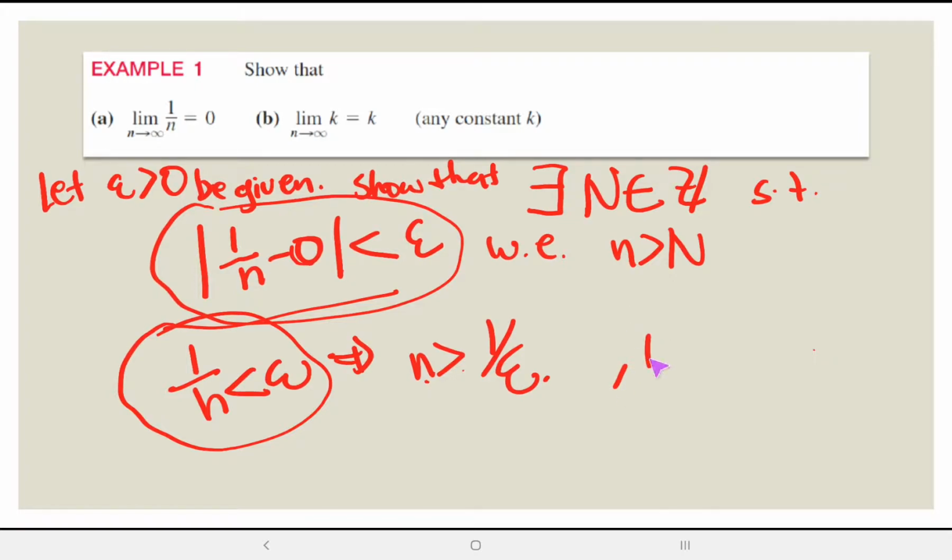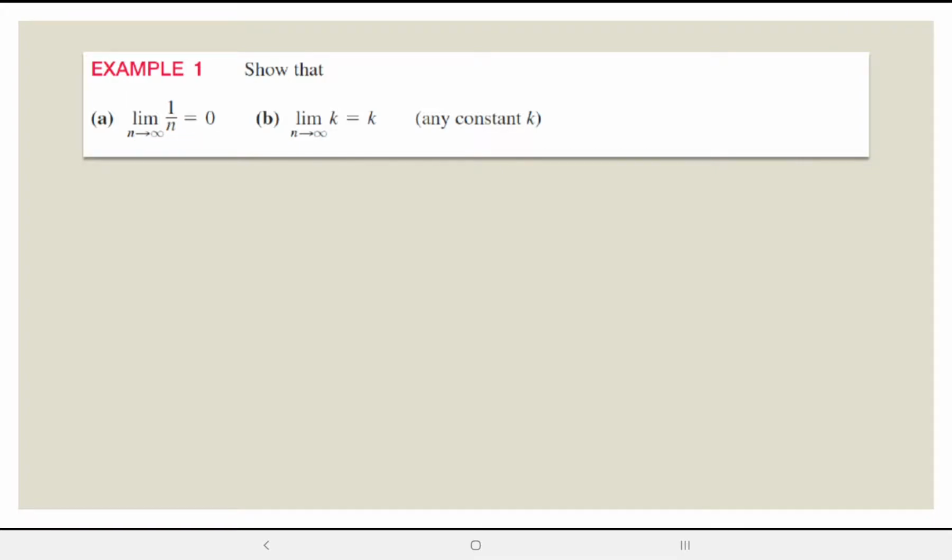So, if we take N to be any integer greater than 1 over epsilon, okay, then the inequality will hold for all n greater than N. Nagigets ba? So this means that it is true that the limit of 1 over n is equal to 0 as n approaches infinity. Okay, what about the second one?